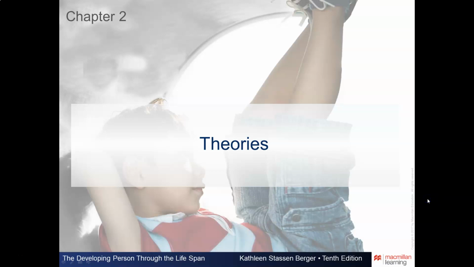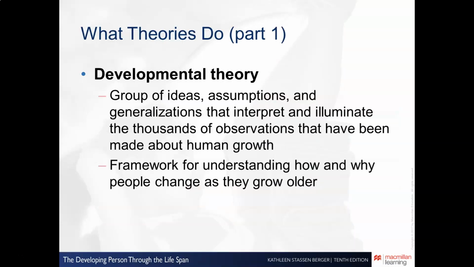In this chapter, we'll take a look at theories of human growth and development. So first of all, we need to understand what a theory is. And so as delineated right here, a theory is a group of ideas, assumptions and generalizations that are taken from thousands of observations that have been made about human growth.